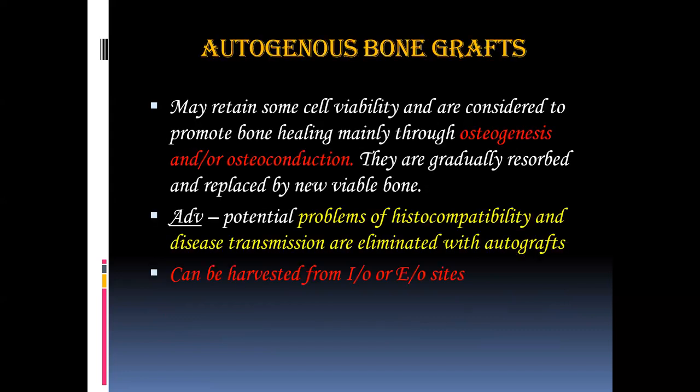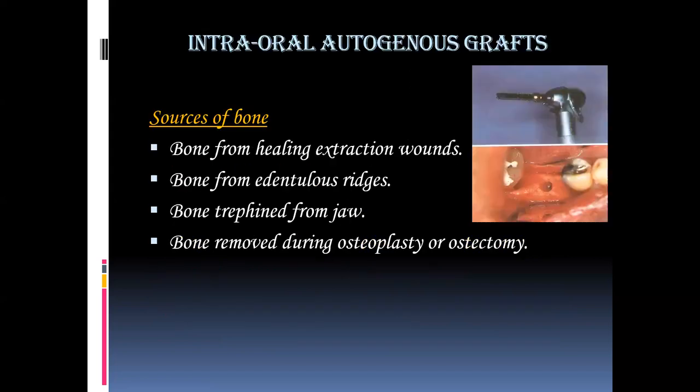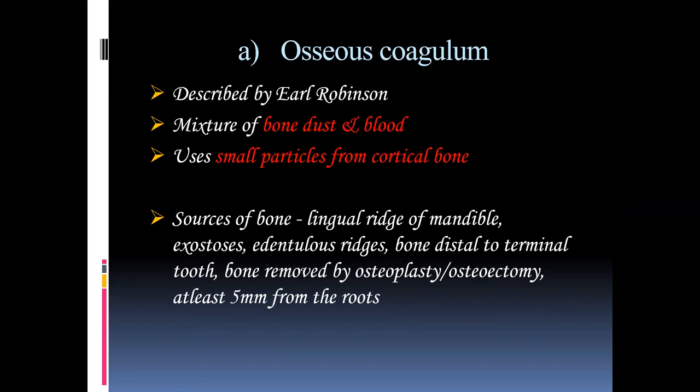Autogenous graft materials may retain some cell viability and are considered to promote bone healing mainly through osteogenesis or osteoconduction, and they are gradually resorbed and replaced by new viable bone. The advantage of autogenous graft is that the potential problems of histocompatibility and disease transmission are eliminated with autografts. Intraoral autogenous graft sources are bone from healing extraction wounds, bone from the edentulous ridges, bone retrieved from the jaw, and bone removed during osteoplasty or osteotomy.